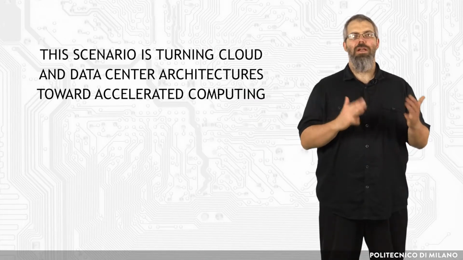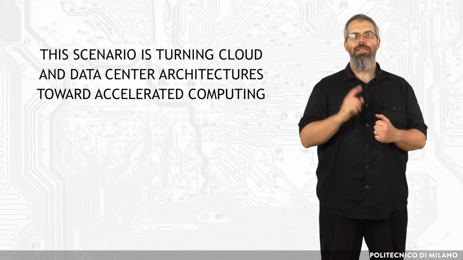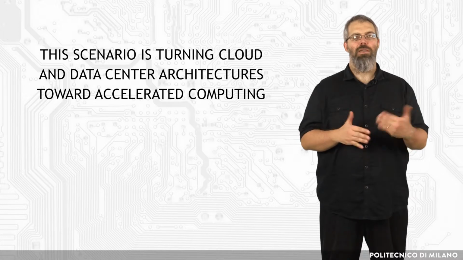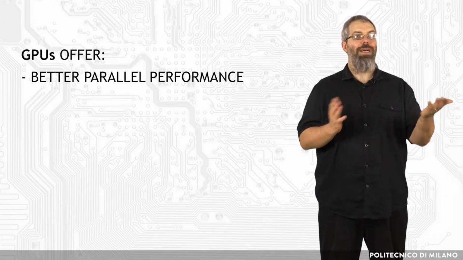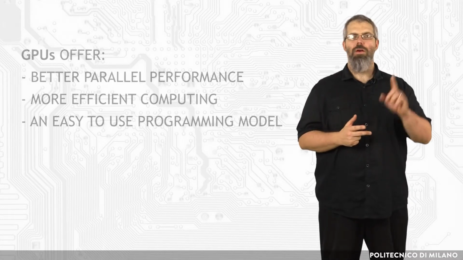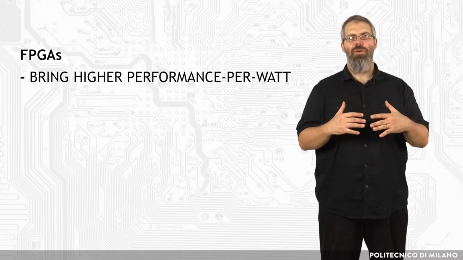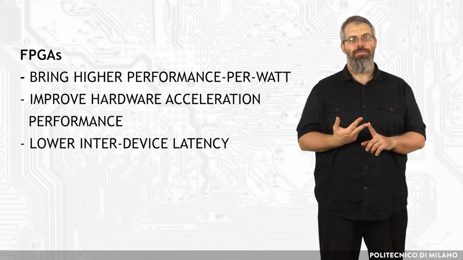Therefore, this scenario is turning cloud and data center architectures toward accelerated computing. And this is done because accelerators complement CPU-based architectures and deliver both performance and power efficiency. Now, as far as it seems, within this context, the problem is being able to choose the right accelerator. And this is true because there are several accelerators that can be used. On one hand, GPUs offer better parallel performance, more efficient computing, and easy-to-use programming model. On the other hand, FPGAs bring higher performance per watt, improved hardware acceleration performance, and lower inter-device latency.